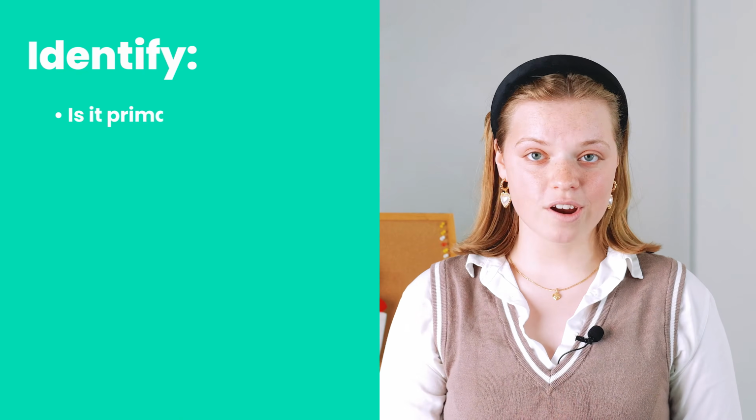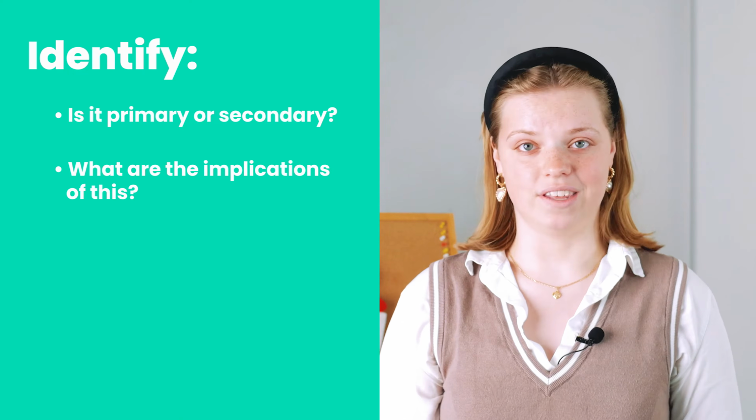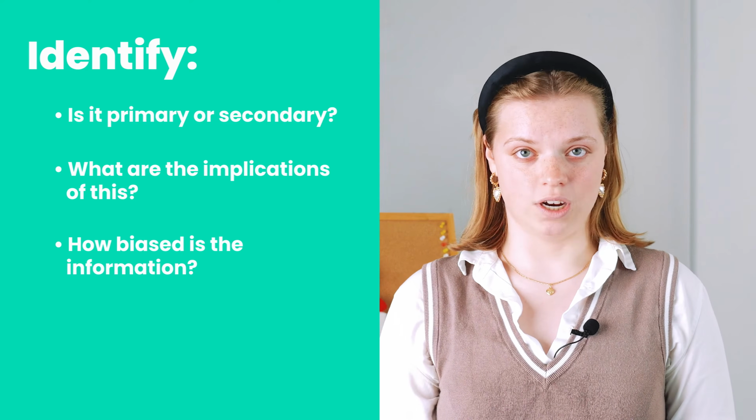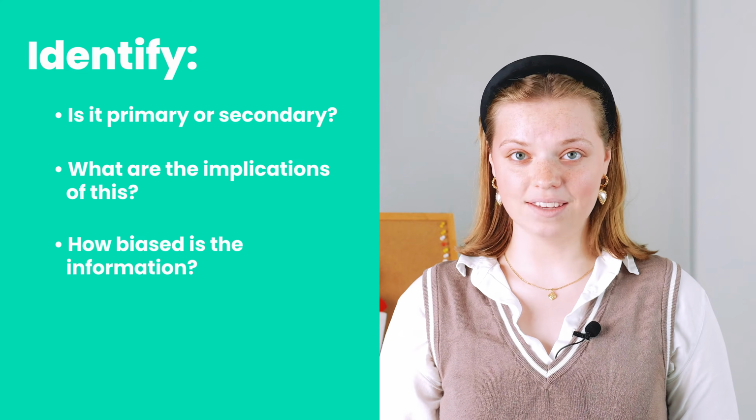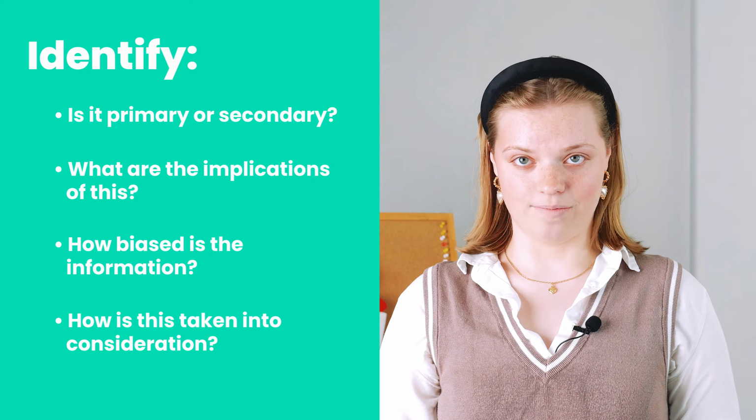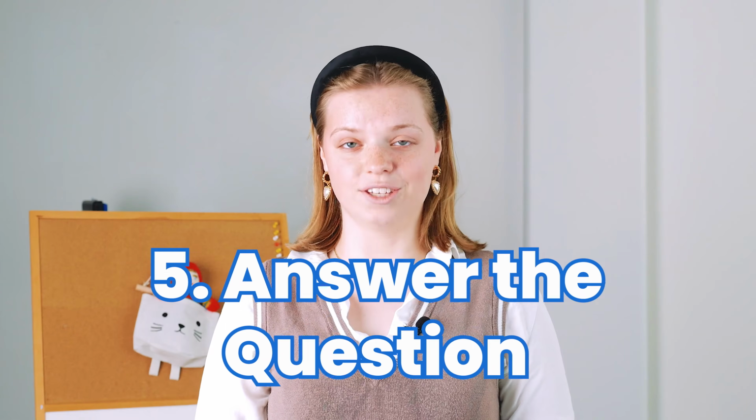Next, it's important to think about the types of sources. To be able to analyse a source, you have to be able to identify a few different things. Is it primary or secondary? What are the implications of this? How biased is the information? Is there a perspective or opinion provided that may take away from the validity of the piece? How is this taken into consideration? And of course, we need to make sure we're answering the question.